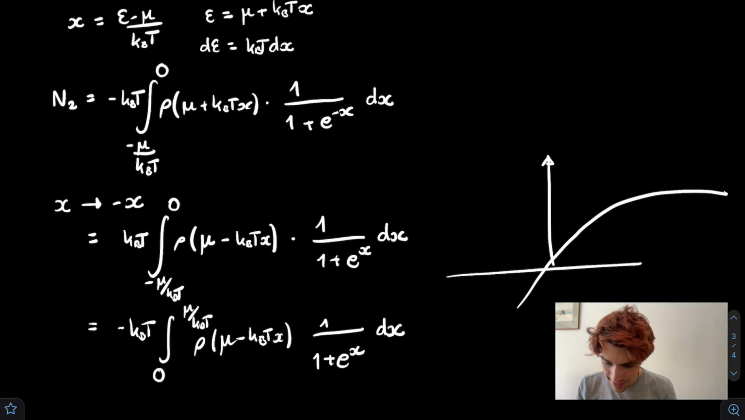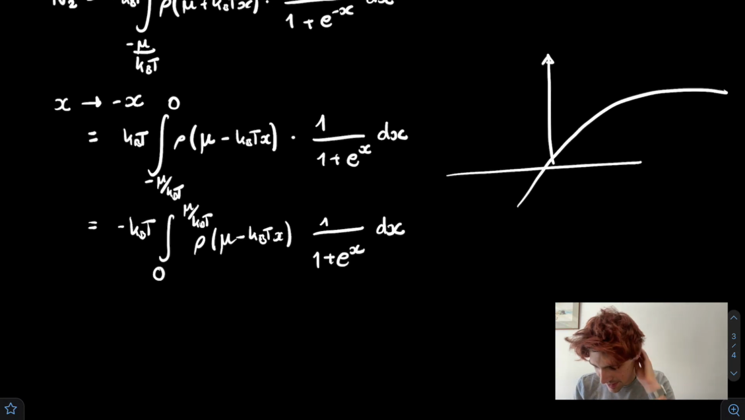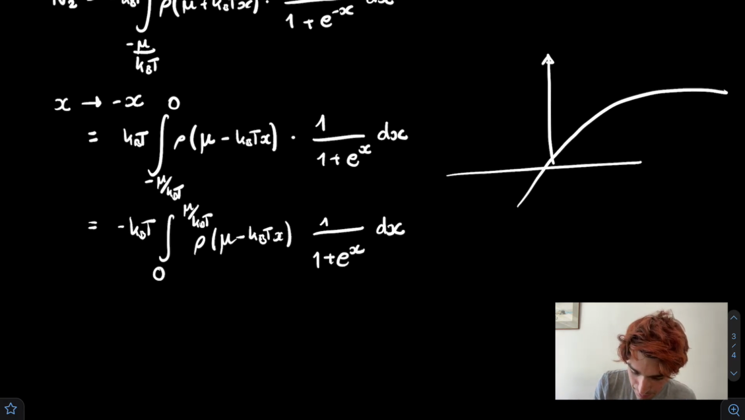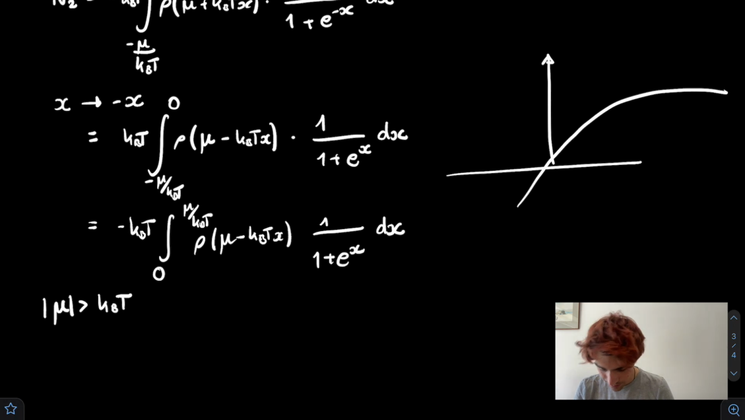Now we're going to do a slight approximation right here. This is using the fact that we are in the low temperature regime, and we are going to be assuming that mu is a lot greater, or the modulus of mu is a lot greater than kBT, a bit like with the ideal gas approximation.